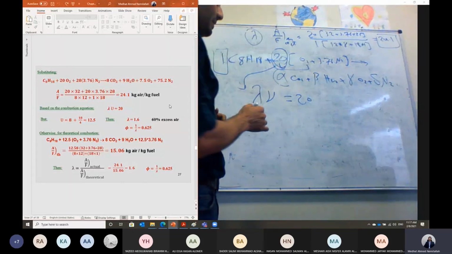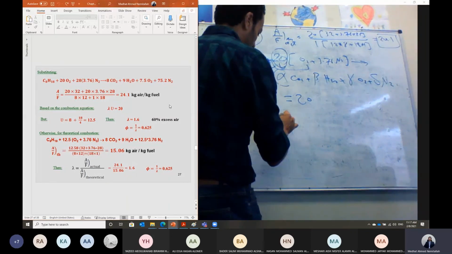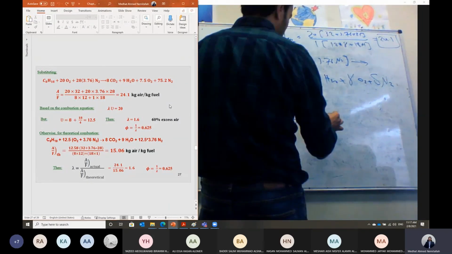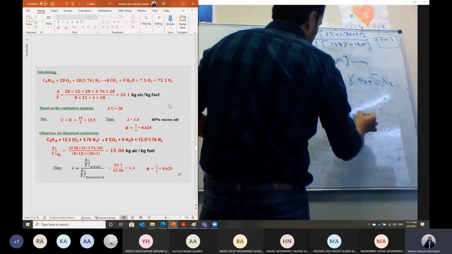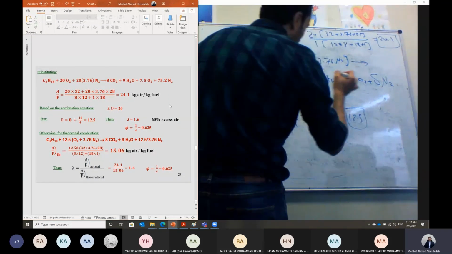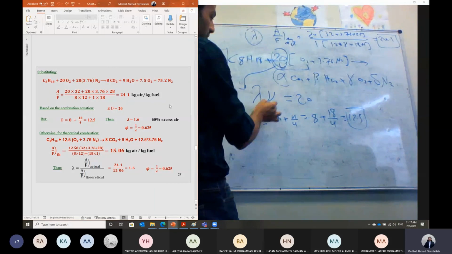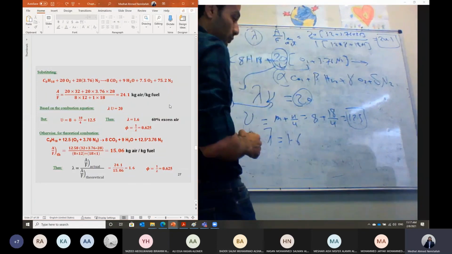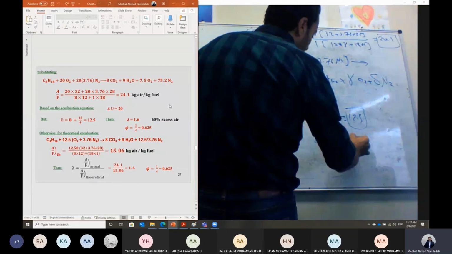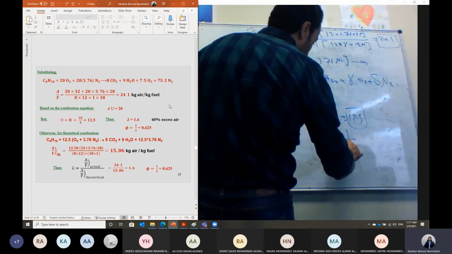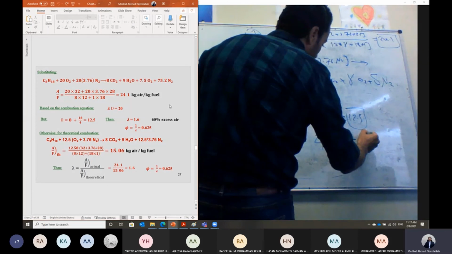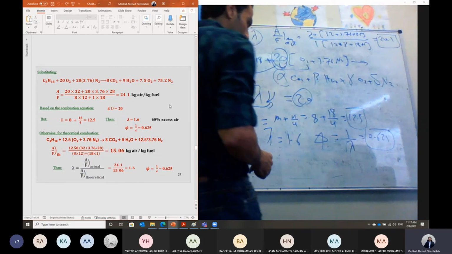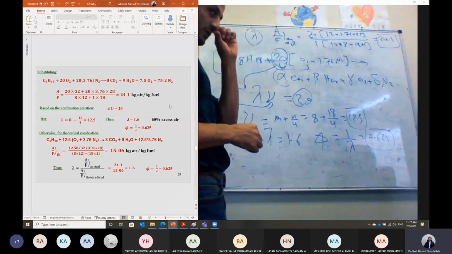And gamma is equal to m plus n over 4. For this fuel, it is 8 plus 18 over 4, which should equal 12.5. So gamma is 12.5 and this is 20. Then we can calculate lambda, which will equal 1.6. And phi will equal 1 over lambda, 1 over 1.6, which is 0.625. This is the equivalence ratio. Is that clear, guys?